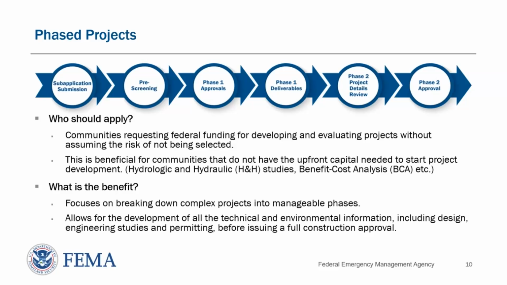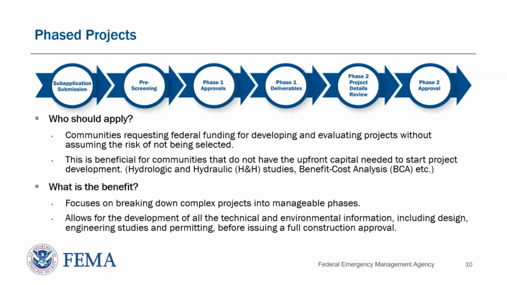You do not have to have all technical details prepared in your sub-application. However, there must be some information in the sub-application that indicates that the proposed solution would resolve the identified flooding issue. Publicly available flood insurance study data would be an example of data that fulfills this requirement. Phased projects are especially useful for communities that cannot leverage upfront capital for project development, such as H&H studies, benefit cost analysis, and so on, without assurance that they'll get the grant. It provides a cushion for the uncertainty of being selected for an expensive, potentially resource-heavy application.